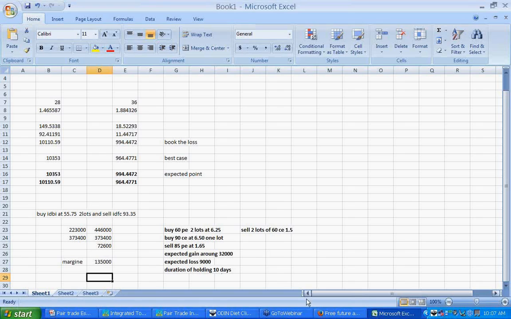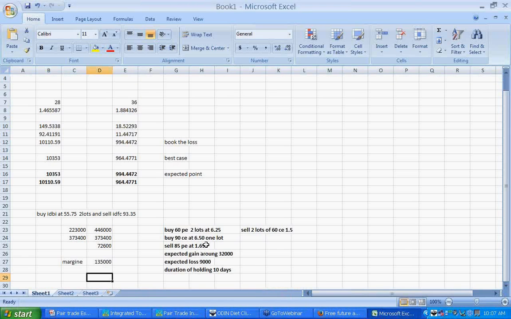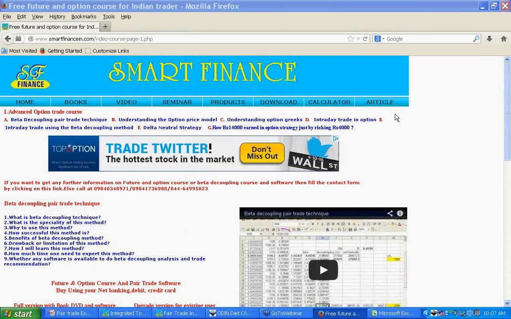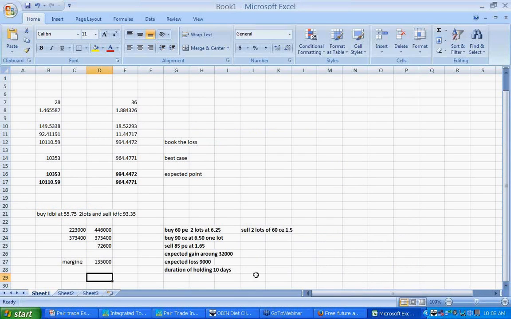When to book the losses? If IDBI falls, because you have a put option, 60 put options. However, if IDBI falls greatly to around the 50 level, you can book the loss. Simultaneously IDFC also could have fallen. Yes, you can do delta neutral also. So here, if IDBI falls to the level of 50, you can book the losses and come out.